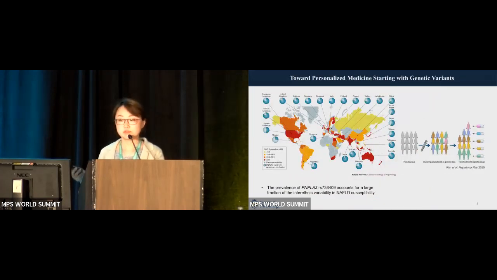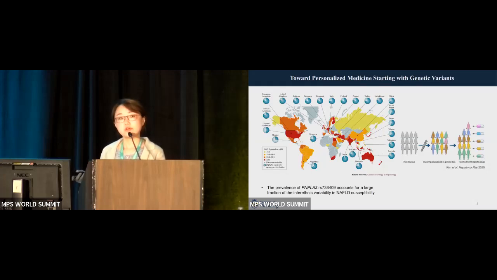As you can see from this map, NAFLD is a very common disease globally, and the high-risk variant of PNPLA3 is also a very common variant. You may also notice here, this high-risk allele is more common in certain populations with a higher prevalence of NAFLD, such as the Hispanic or Latino population.